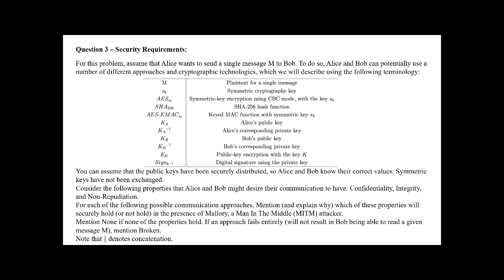For each of the following possible communication approaches, mention and explain which of these properties will not hold in the presence of a malware or a man-in-the-middle attack. Mention none if none of the properties hold. If an approach fails entirely and will not result in Bob being able to read a given message M, mention broken. Note that this sign here denotes concatenation.